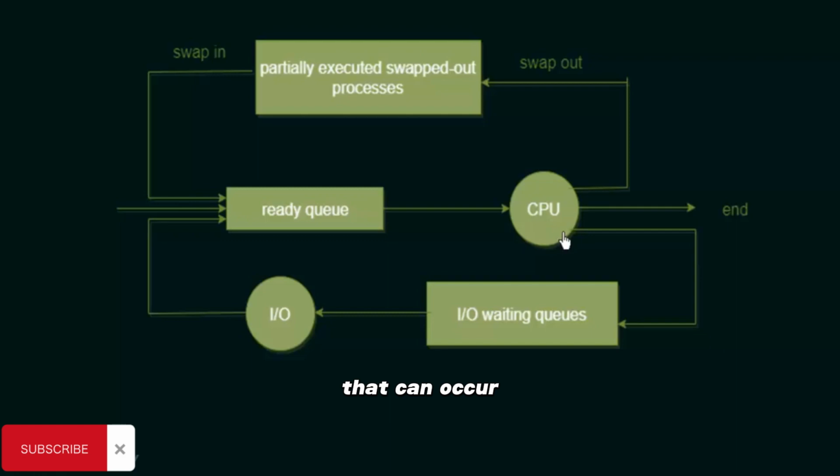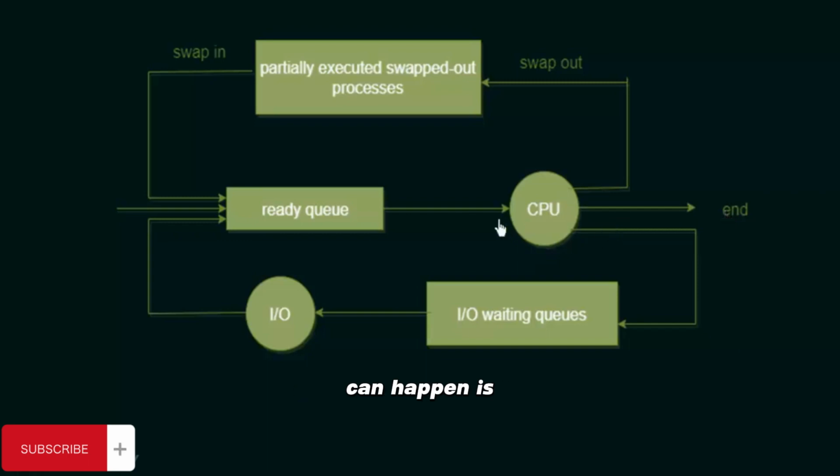cases that can occur. So the first thing that can happen is it received the CPU and it completed its execution, and the process just ends. That means it goes to the terminated state. So there is one thing that happens from the ready queue. It got the CPU and completed its execution, and it has ended.